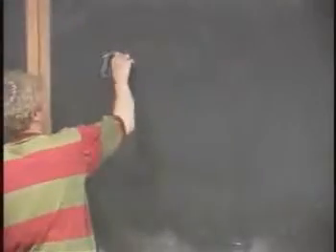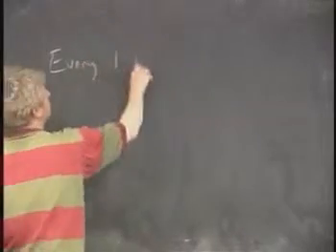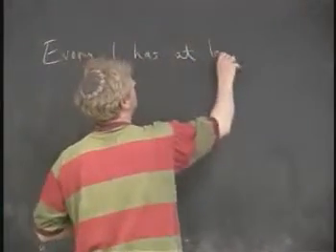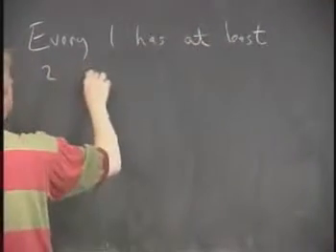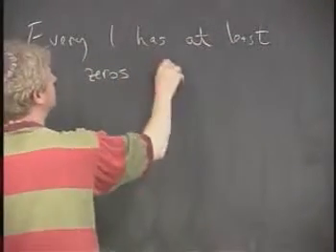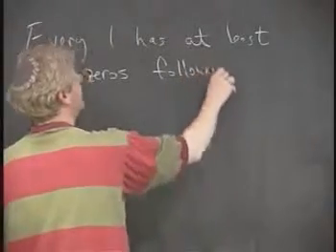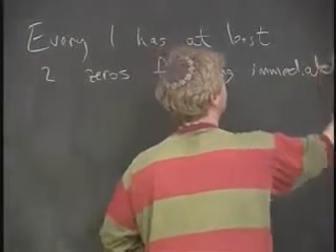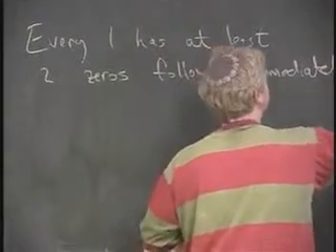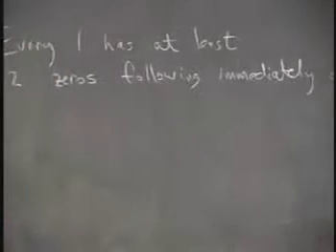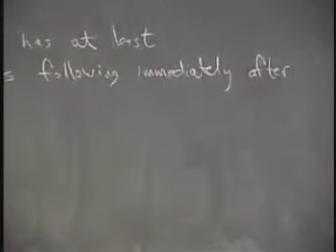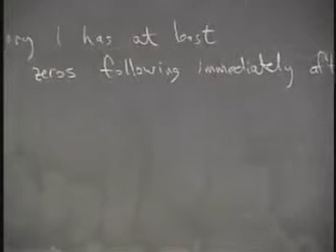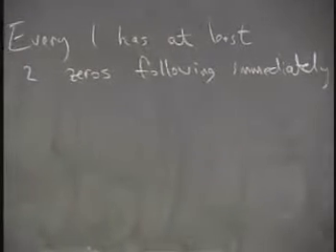Okay, so let's do an example we did last time. It's the binary strings. Every one has at least 2 zeros following immediately after. The reason I want to go over this is, number one, it's just another review of an example of a finite state machine, and to remind everybody how to do it.